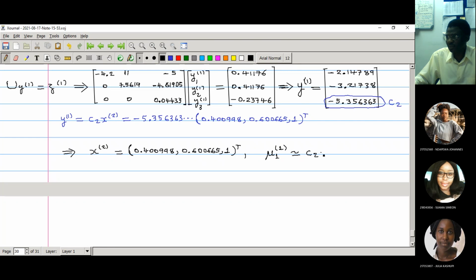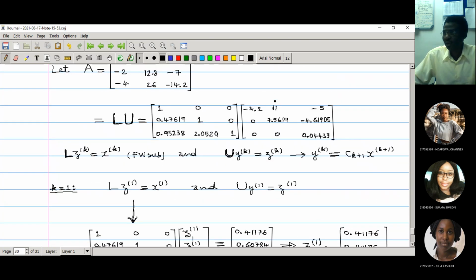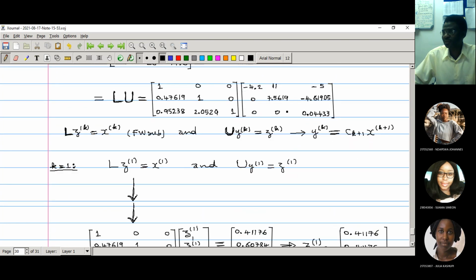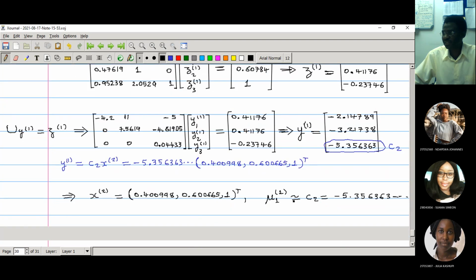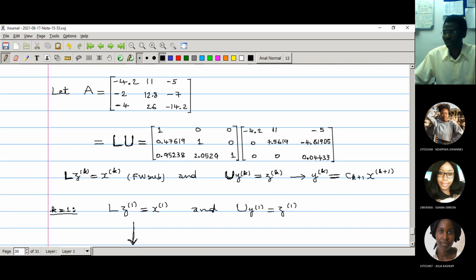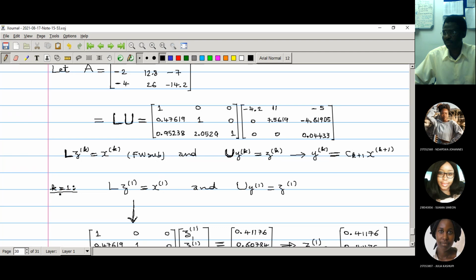Approximated by C2, which is -5.3563636. And we can proceed like that. That is just for you to see. So once we have the L and the U, next time we repeat exactly this. We have the mu x, which is this x2. So at the next step, we take k equal to 2.